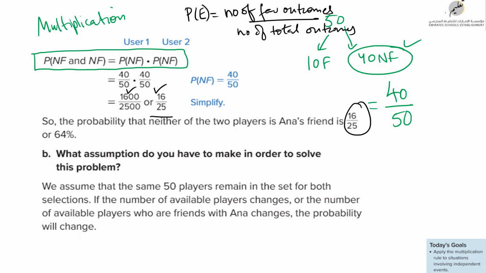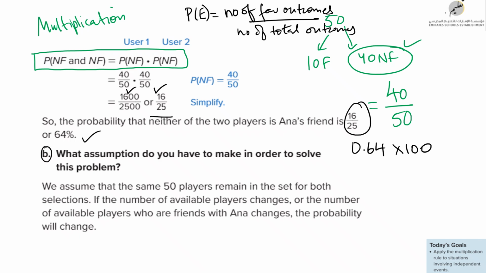over 25. Now you can also convert this to a decimal, or you can keep it as a fraction. All are going to be the same answer. So if I divide 16 by 25, this fraction converts to the decimal 0.64, and if I want to convert to a percentage, multiply by 100, and what you get is 64%. All three are correct answers.